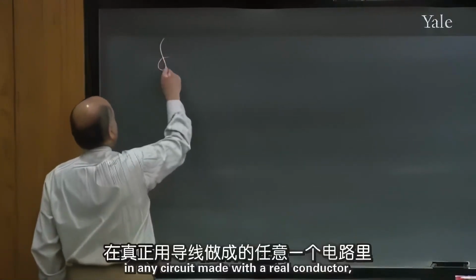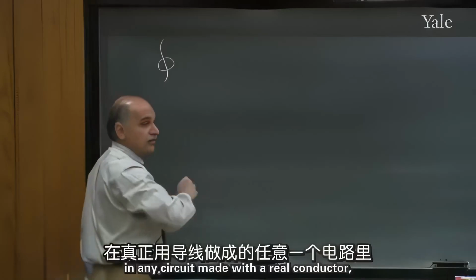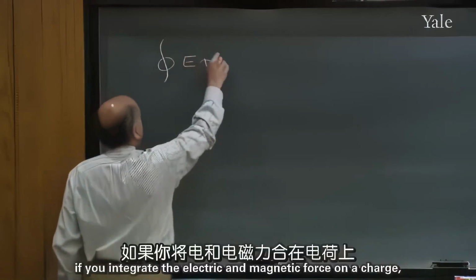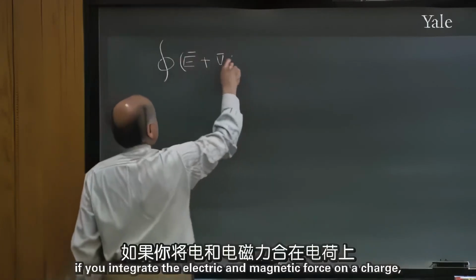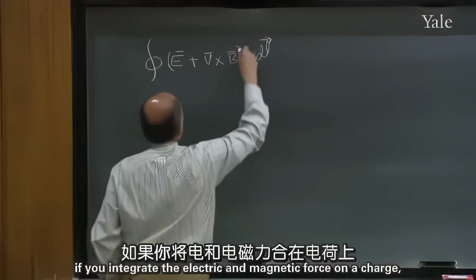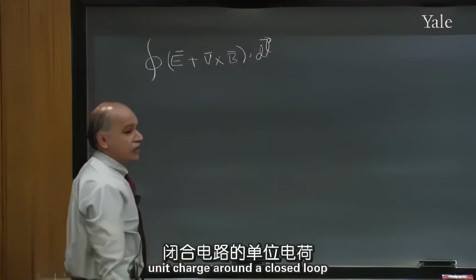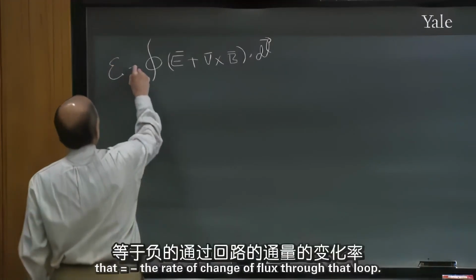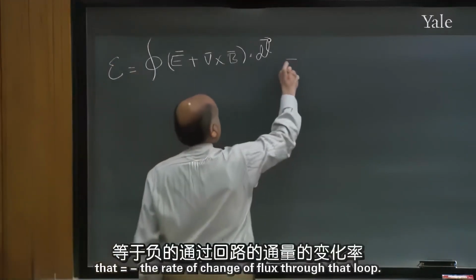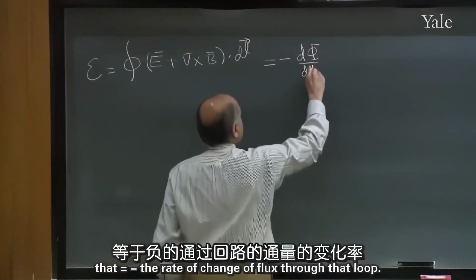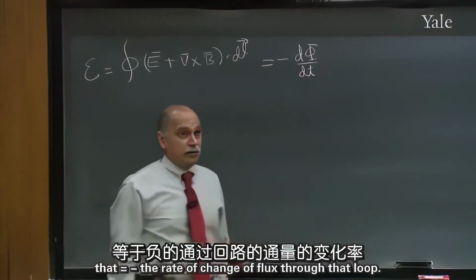In any circuit made of a real conductor, if you integrate the electric and magnetic force on a unit charge around a closed loop, this is called the electromotive force. That is equal to minus the rate of change of flux through that loop.